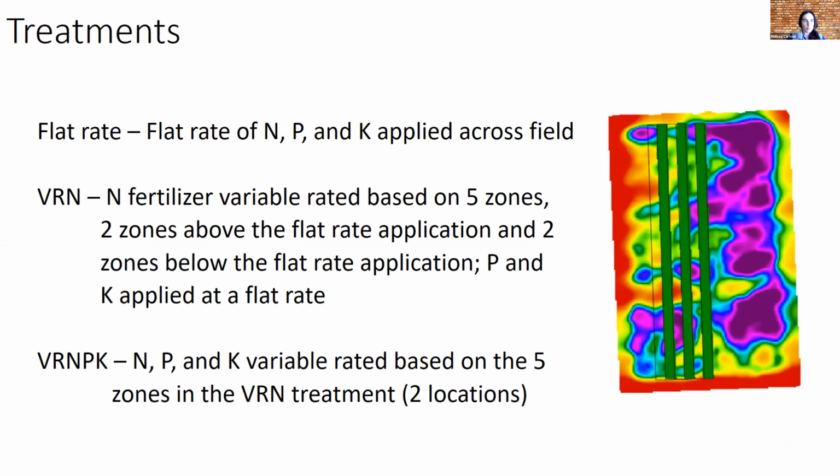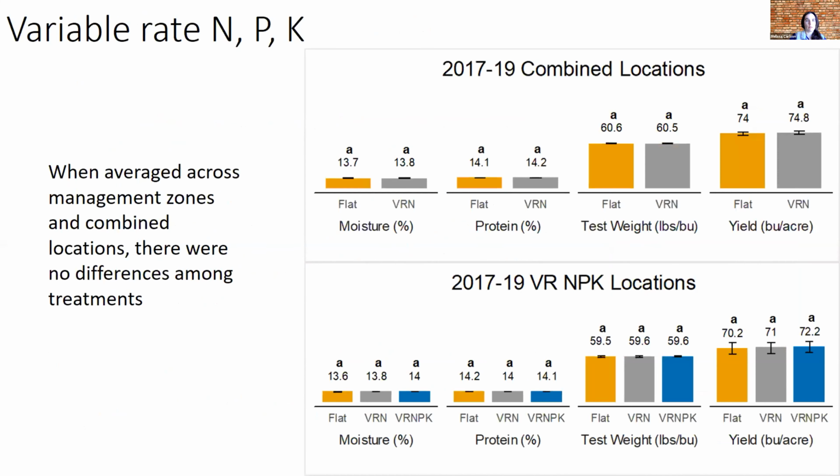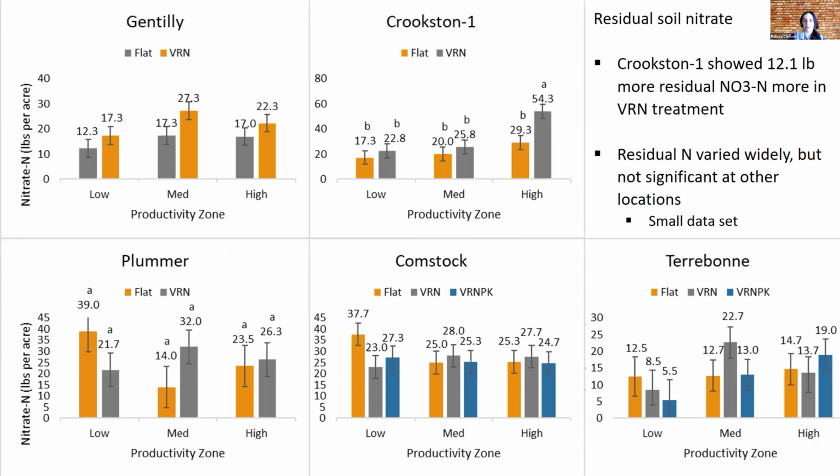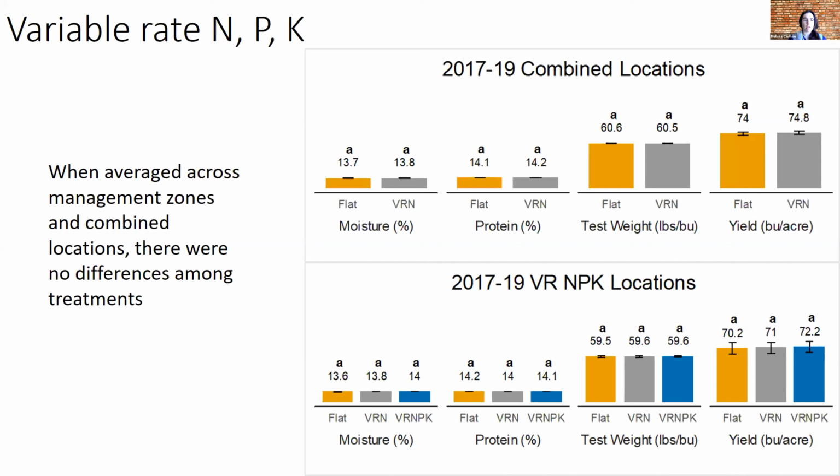This is just another explanation of the treatments. Without going into too much detail on each of the individual years, the gist of it is that, combined over the years, we didn't see a difference in the flat rate and variable rate nitrogen applications in the yield and the quality. But this was looking at that yield data and that protein data from those harvested field strips that were going across all the management zones. So the field average response was maybe no difference between treatments.